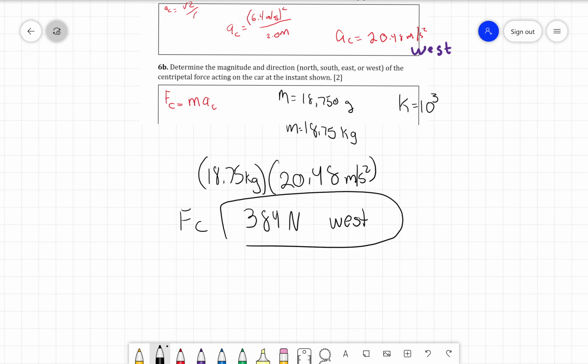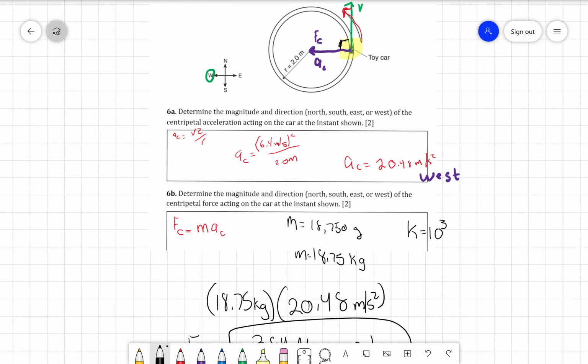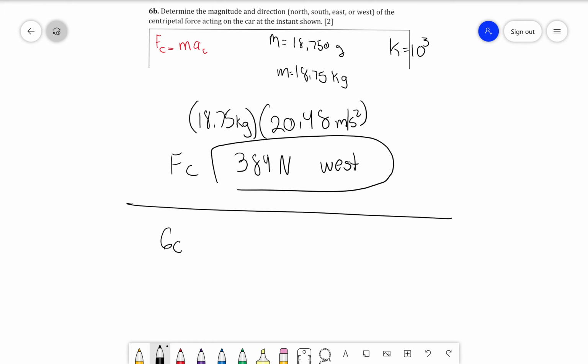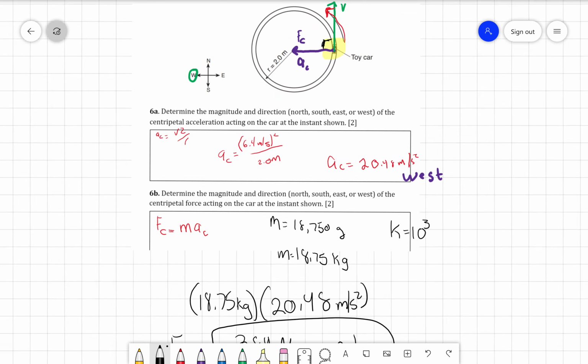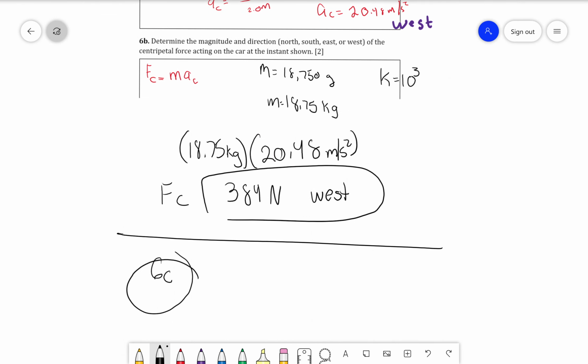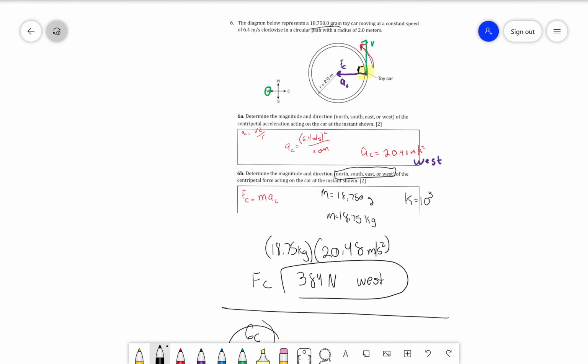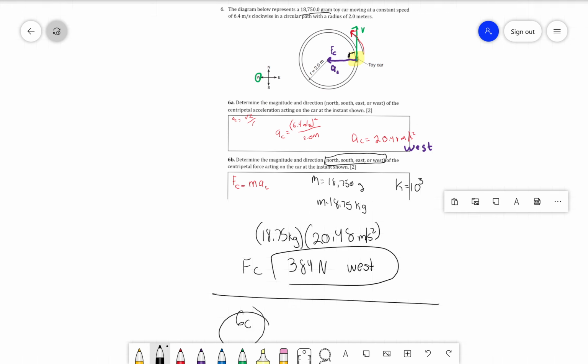Now 6C. I didn't get it on there in the picture. I couldn't get it all in one picture. But 6C was just asking for the direction of the velocity at the instant shown. So it's tangent to the circle. In this case, it's going north. So either one of those would be correct. I wouldn't really mind. The question specifies that you should say north, south, east, or west, but if you said tangent to the circle, that would be fine. So in this case, it is going north, though. So that would be 6A, 6B, and 6C.